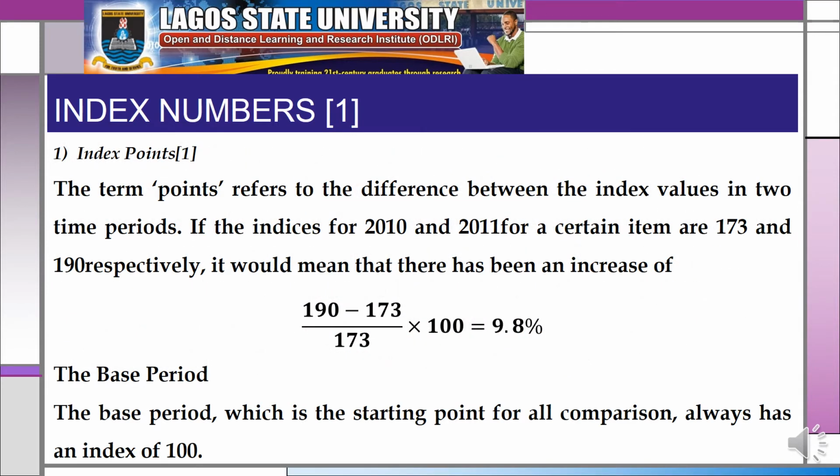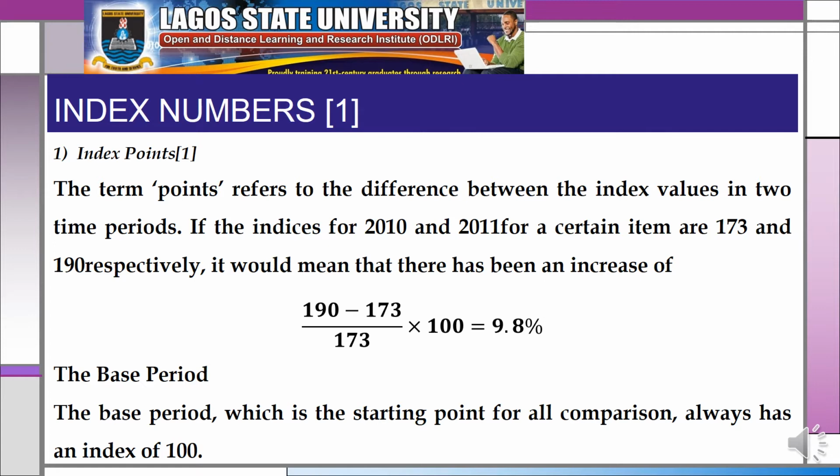Index points. The index points refer to the difference between the index values in two time periods. If the indices for 2010 and 2011 for a certain item are 173 and 190 respectively, it will mean that there has been an increase of 9.8%.